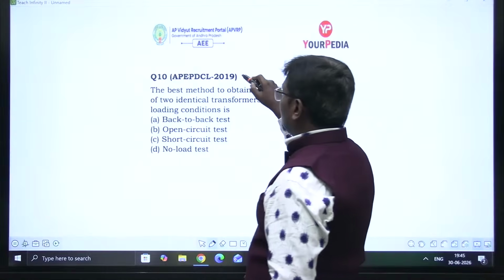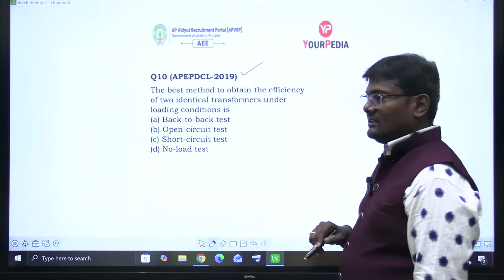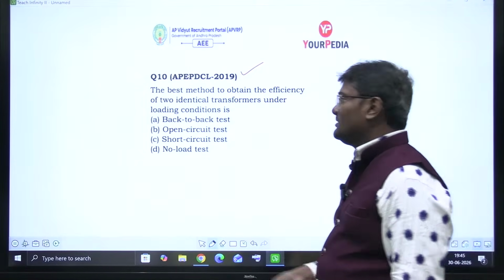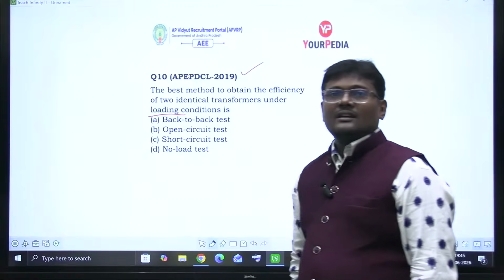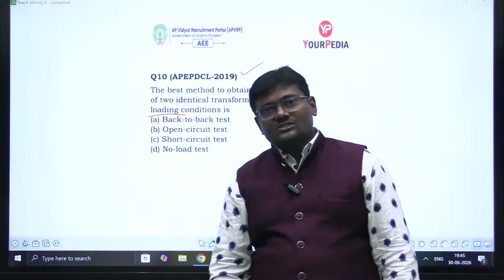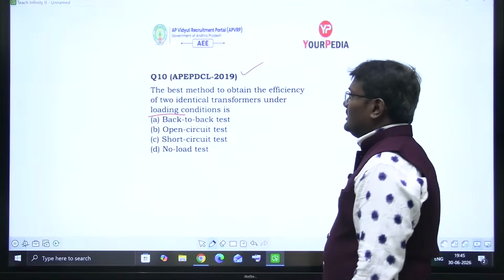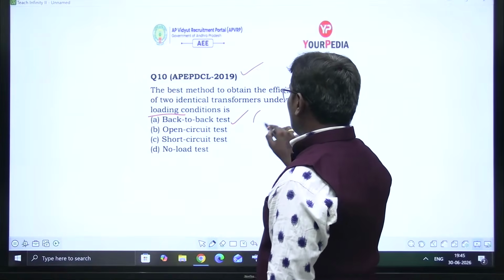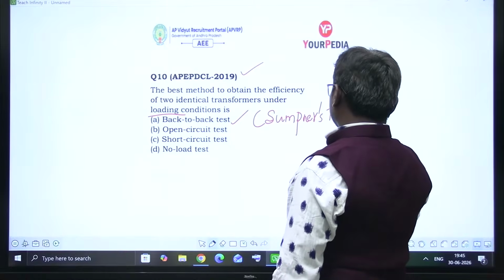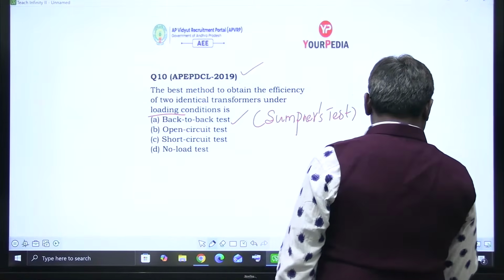Okay. So AP EPDCL 2019 question, right? The best method to obtain the efficiency of two identical transformers under loading conditions. Open circuit test is no load. Short circuit test is also virtual loading, but under loaded conditions, that is called the back-to-back test, also called the Synchronous test. Shall I draw the diagram of the Synchronous test?